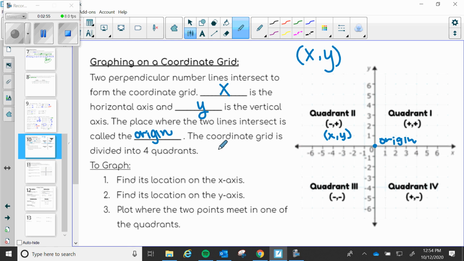So for example, if I give you the coordinate -4, -3. -4 is my x, -3 is my y. So let's go over to -4 because you start with your x number line, your x axis. So we go find -4.